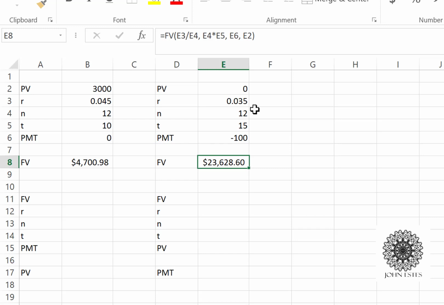All right, great. I hope that makes sense. And again, these are both basically asking the same question. It's just one, we're not putting in a monthly payment, and the other one we are. Excel handles those the same with the same formula.